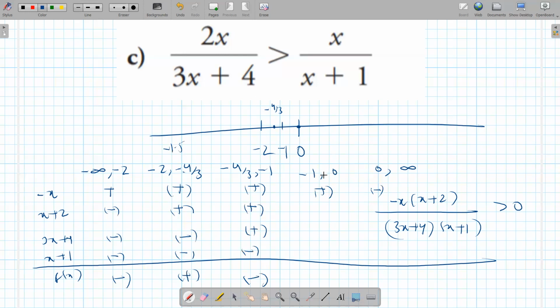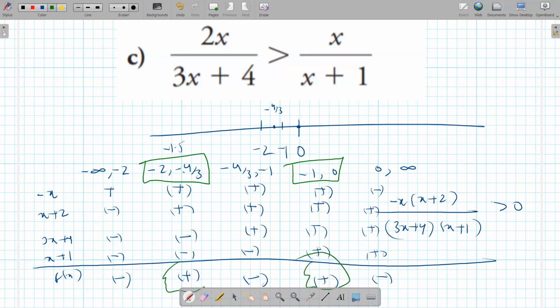I'm going to plug in -0.5. Positive, positive, positive. The entire thing is positive. And then this one will be negative, positive, positive, positive. The entire thing is negative. So we have 3 different answers here. Actually, no, we need it to be positive. So it's here and here. And there we go. That's the answer. Because we needed it to be positive, greater than 0.